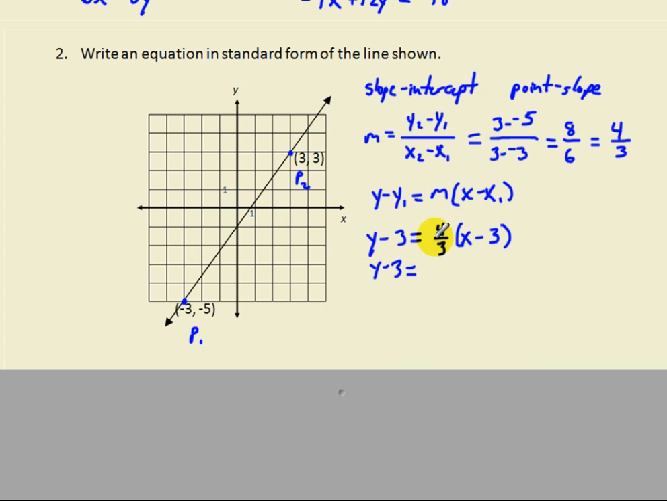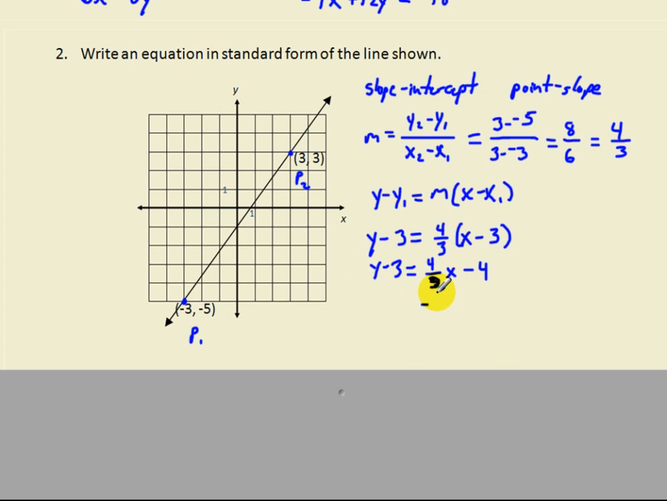Y minus 3 equals 4/3 times x is 4/3 x. And then 4/3 times -3 is a -4. The 3 here will cancel the 3 in the denominator. We just get -4. Now we want x on the same side of the equation as y.